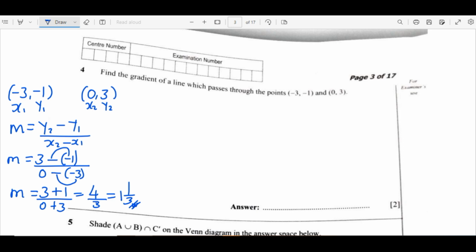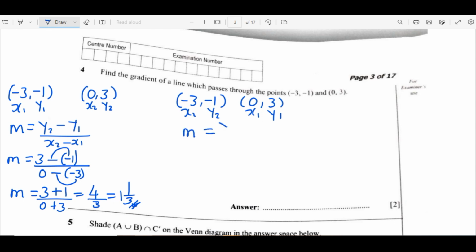And if we want, we can also find the same gradient. It doesn't matter the one that you choose to be the 1s or the 2s. So if I want, I can say this is my x1, y1, x2, y2. Doesn't matter, the answer will always be the same. Let's give it a try.